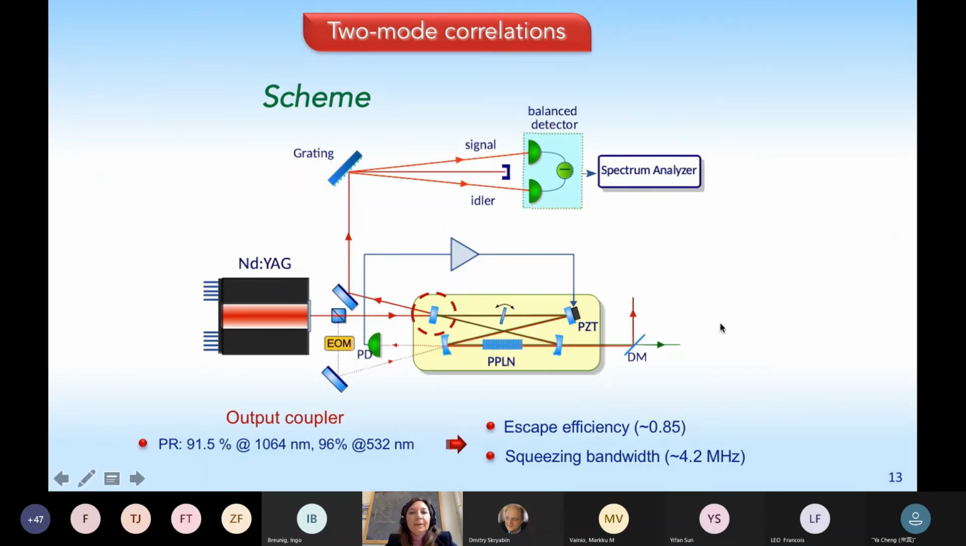This is the scheme that we used to observe two-mode correlations, in particular the twin beams. The signal and idler exiting from the output coupler of the cavity are separated through the use of a diffraction grating and sent to a balanced detector. This balanced detector is made of two identical InGaAs photodiodes, and in order to observe the correlations, we monitor the difference of the photocurrents through a spectrum analyzer.